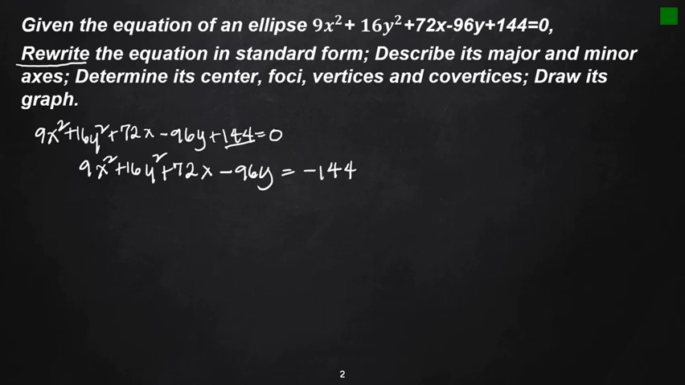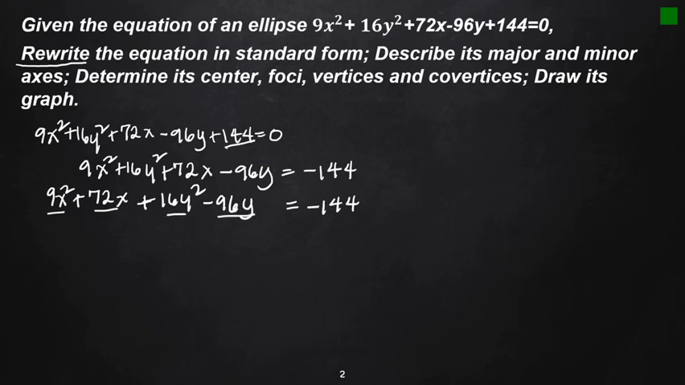The next thing that we're going to do is we write beside each other the terms with the x's. So we will write 9x squared and this 72x beside each other. And then we also write beside each other the 16y squared and negative 96y, because they have the same variable, y. Okay? And then the next thing that we're going to do is we try to factor out whatever is common between these two terms with the same variable and these two here with the same variable.